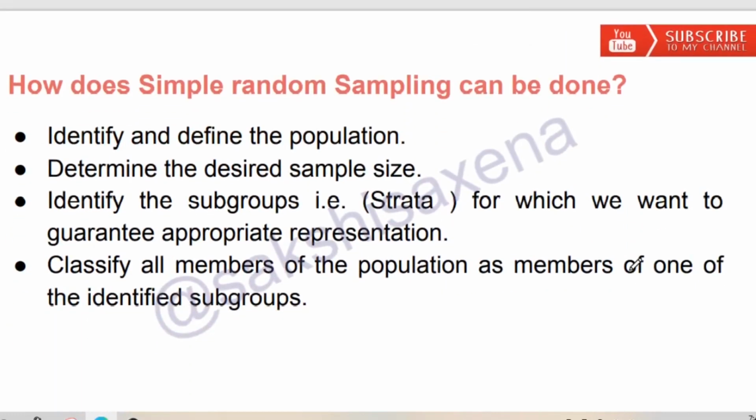And how can stratified random sampling be done? Identify and define the population. The first step is to identify the population from which we have to take the sample and define that population, then determine the desired sample size. The third step is to identify the subgroups that are known as strata, for which we want to guarantee appropriate representation, and then to classify all the members of the population that are identified in the subgroups.